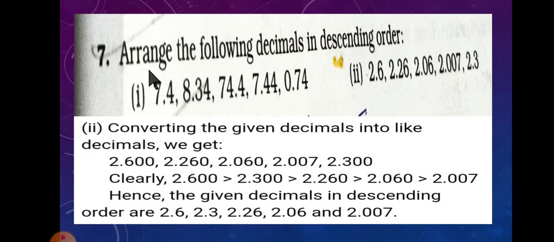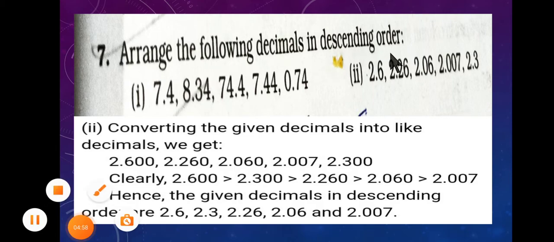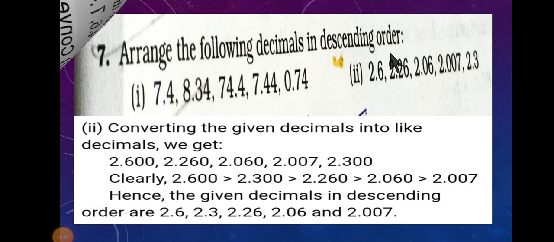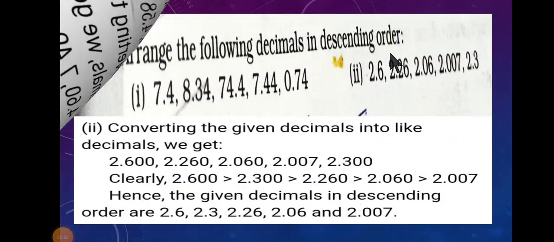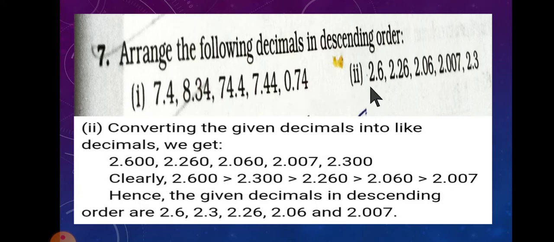Question number 7. Arrange the following decimals in descending order. In descending order, we arrange from largest to smallest. The process is the same, but only one thing is different: when we arrange the numbers, first we write the largest number, then smaller, and at last the smallest. Here we have 2.6, 2.26, 2.06, 2.007 and 2.3.